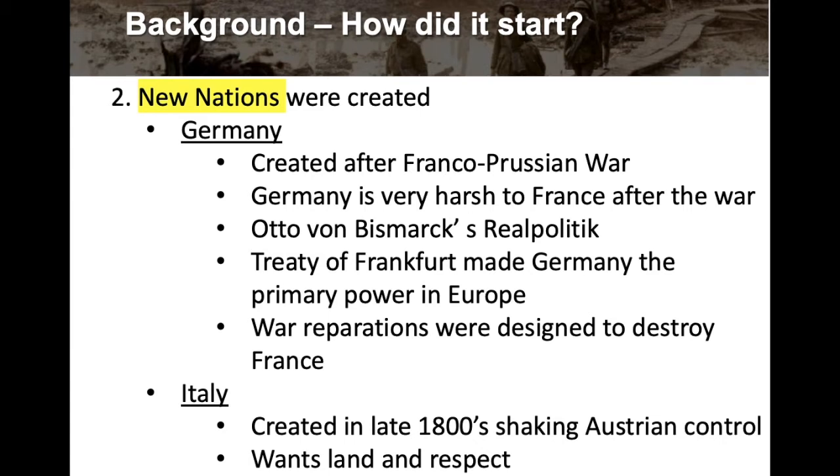And if you remember that, Germany was able to get Alsace-Lorraine. They were able to have the coal. They were able to have the industry. And France lost it.